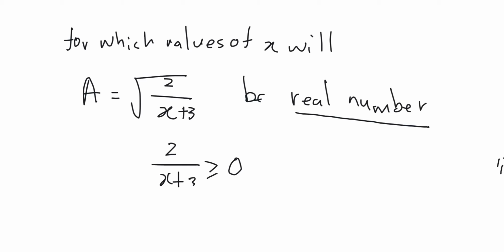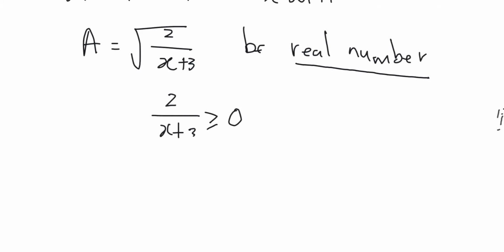Now what can we do from here? You are going to take this denominator, so to have this as a real number, x plus 3 must be greater than 0. Which means x must be greater than negative 3. That's when this is going to be a real number. So these are some of the questions as far as this part is concerned.